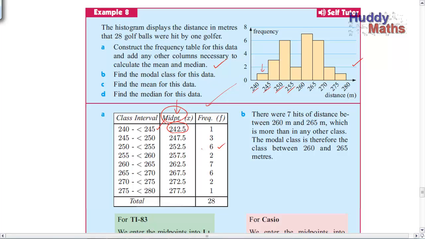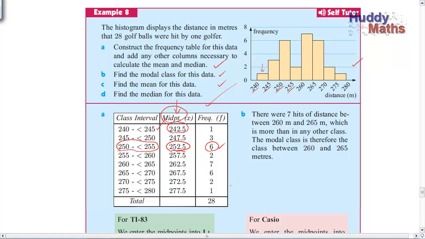So there's 6 in this group. What's the midpoint of the group? Add up the two endpoints, divide by 2. We're going to say those 6 scores were all going to be estimated as 252.5. You're actually saying that, on average, those 6 had an average of 252.5. So find the modal class, find the mean. Let's go and do it on the calculator, and the median.